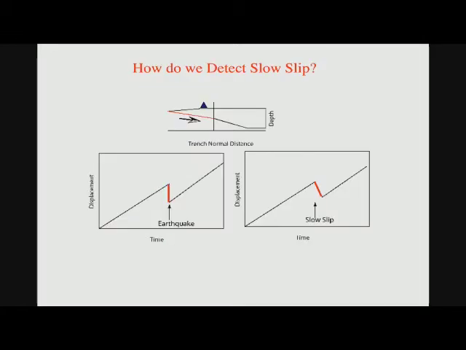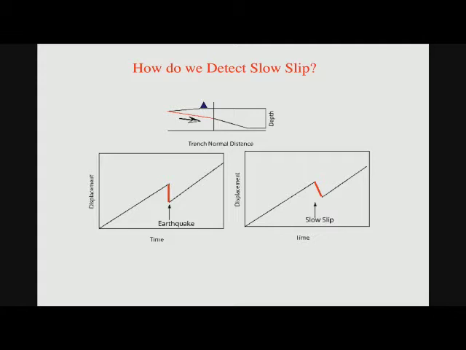How do we recognize it? I think Jeff showed an example. This is really recognized with GPS data, because it's too slow to radiate seismic waves. With GPS, this is the strain accumulation in the direction of plate motion. We get a reversal for an earthquake.